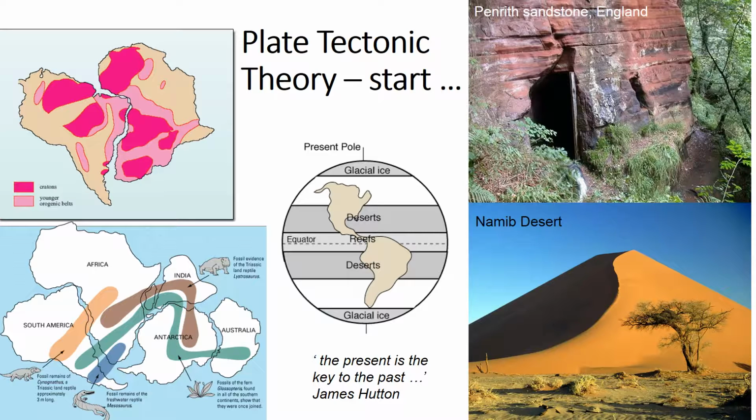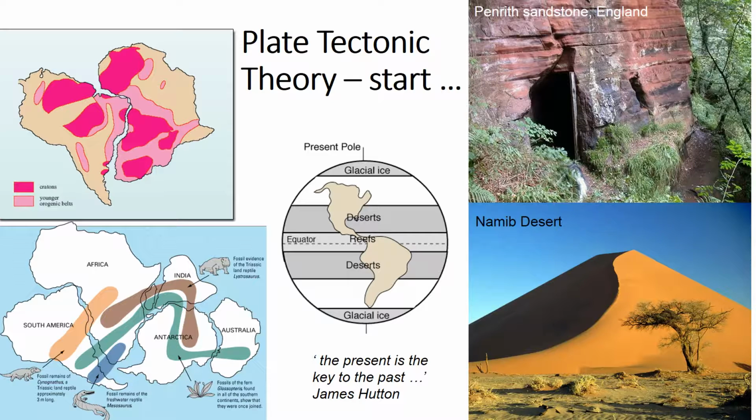And also when you look at the rocks that are formed on those continents, they don't necessarily seem to match the environments they're currently in. So for example, deserts tend to form in these mid-latitude environments where it's hot and dry.